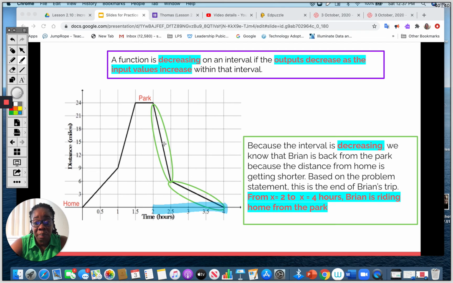There are two particular intervals for which Brian's trip or graph is decreasing. It starts at time where x is equal to 2 hours to where x is equal to 4 hours, and they're both occurring one behind the other. So we can just say it occurs from x is equal to 2 hours to x is equal to 4 hours, and we know at that particular time Brian is riding home from the park.